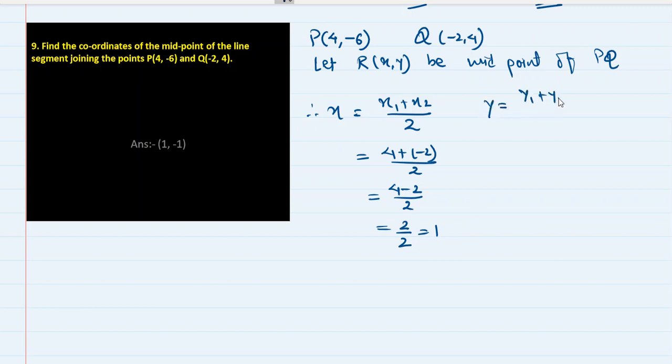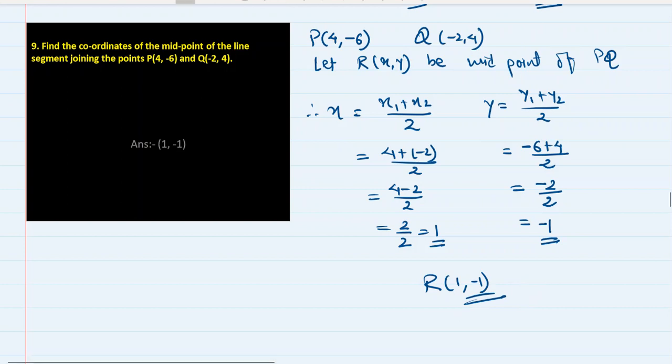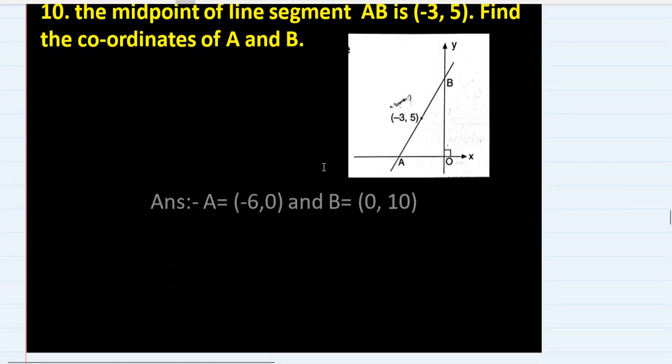Y is y1 plus y2 by 2. Y is minus 6 plus 4 by 2, which is minus 2 by 2, which is minus 1. So x is 1 and y is minus 1. Therefore R 1 comma minus 1 is the midpoint which we are looking for. Simple. So midpoint formula is simpler than what we have imagined. Let's go to the next question.